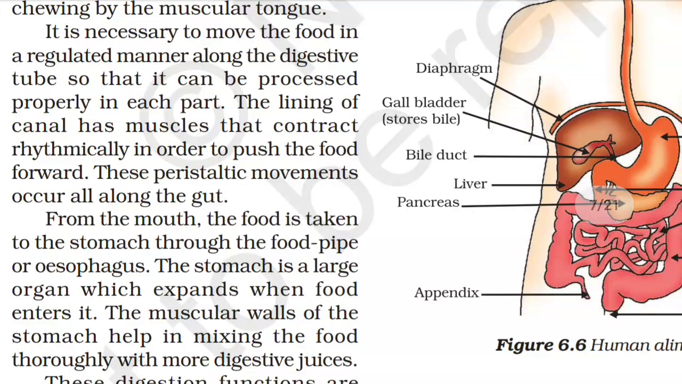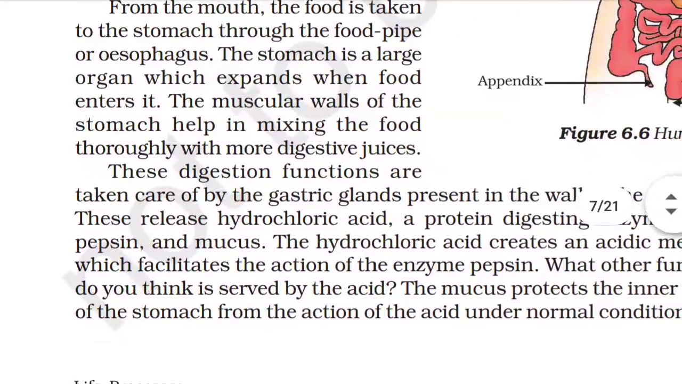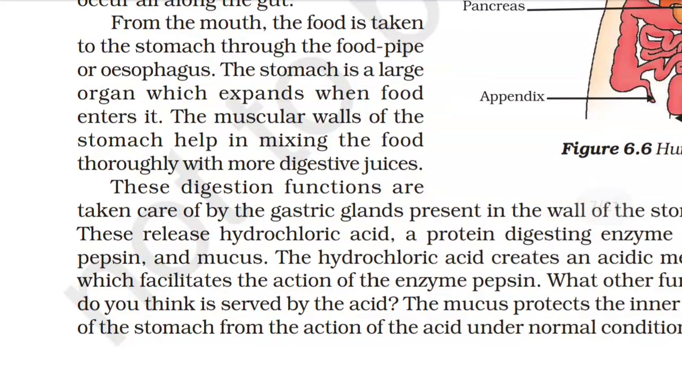It is necessary to move the food in a regulated manner along the digestive tube so that it can be processed properly in each part. The lining of the canal has muscles that contract rhythmically in order to push the food forward. These peristaltic movements occur all along the gut. From the mouth, the food is taken to the stomach through the food pipe or esophagus.